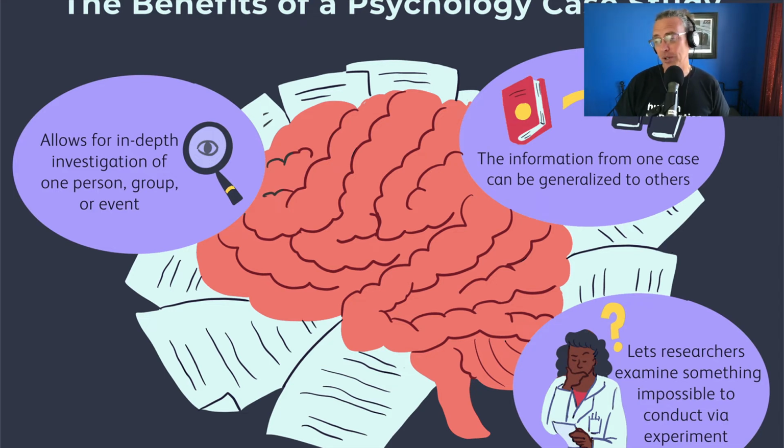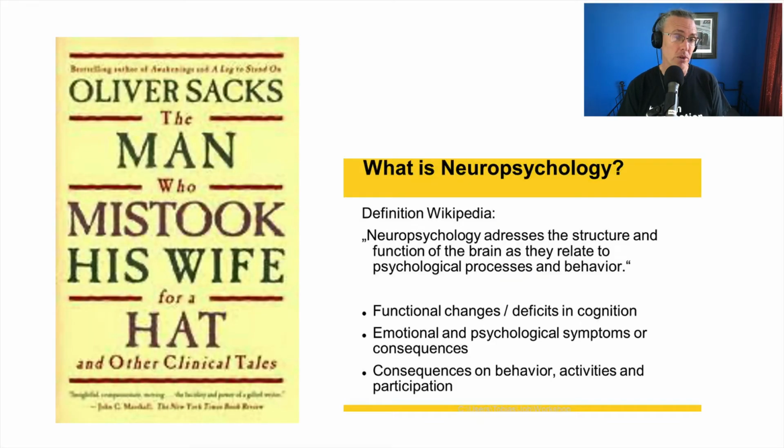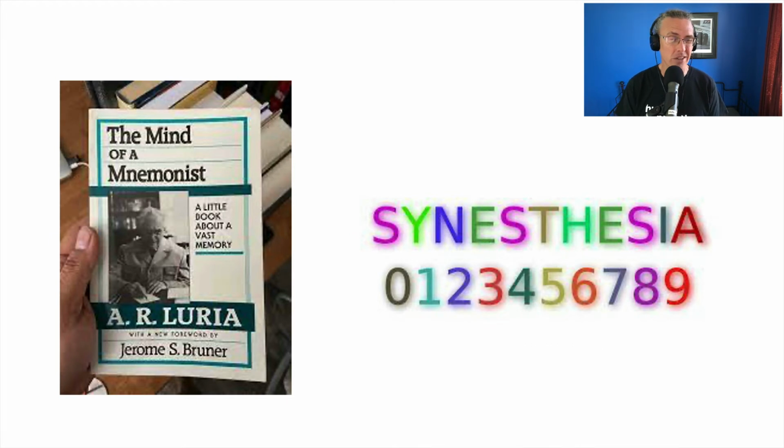And of course here, it lets researchers examine something impossible to conduct via experiment. That's what neuropsychologists dealt with: patients who had things happen to them that you would never want to happen to anybody. So experimentally, you're not going to do this to anybody. But if it does happen to them, then you might take advantage to look at the effects of that. And so it gives you an opportunity to study things that would be hard to study otherwise. Okay. So I think you have a good sense for case studies.